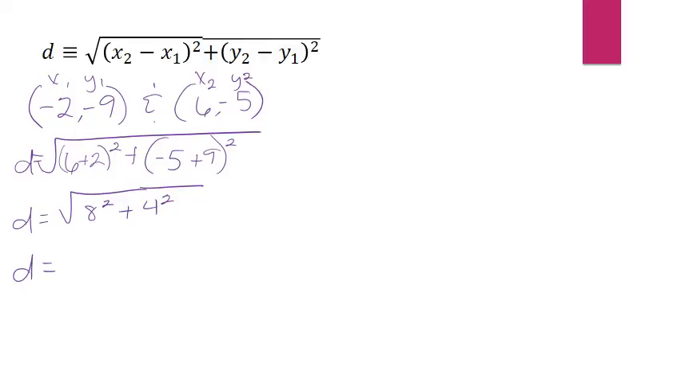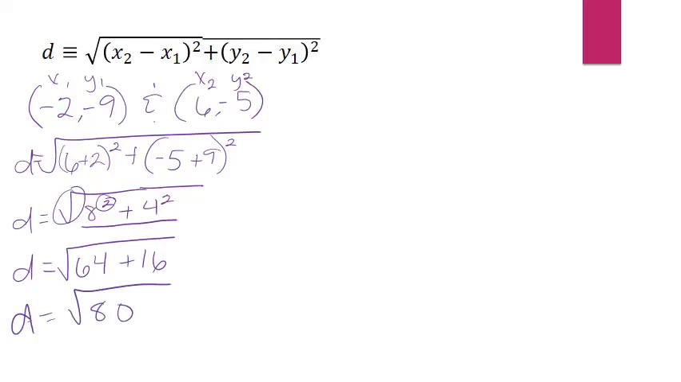This can be really tempting because we have these squares and we have a radical. But remember, this all has to stay under the radical. It's not like a multiplication problem where you can break it apart. We have the square root of 64 plus 16, which is the square root of 80.